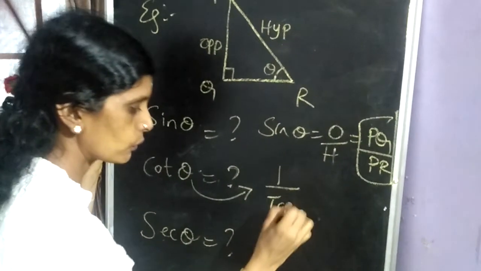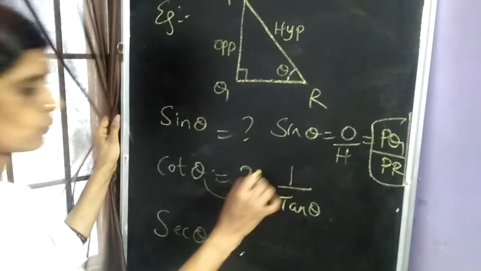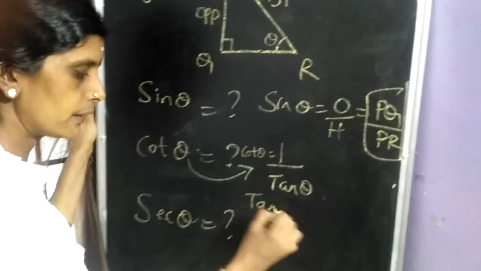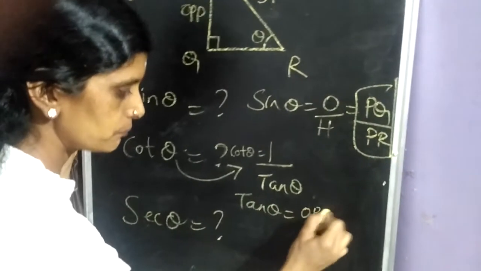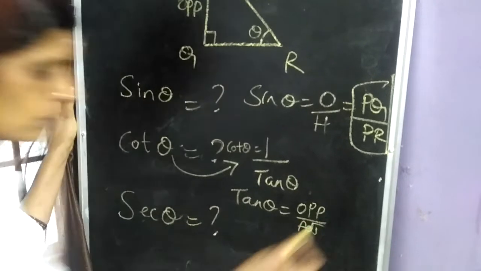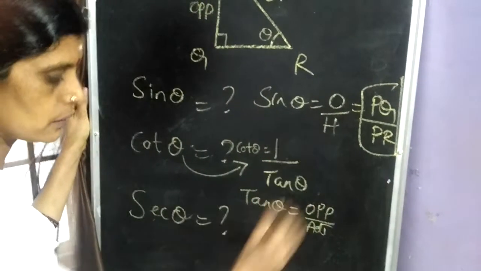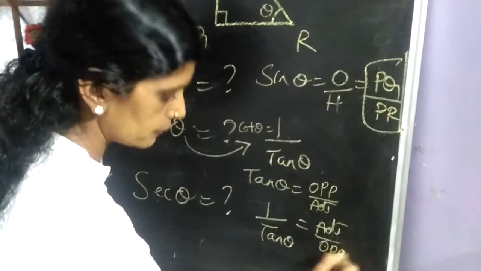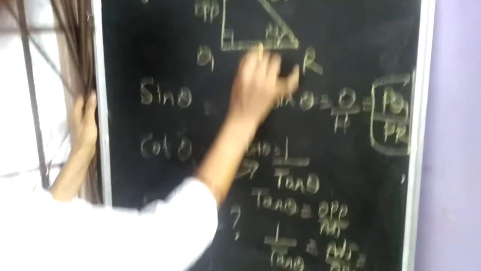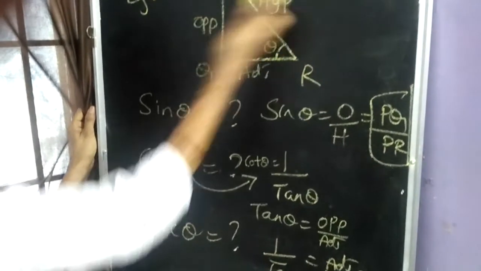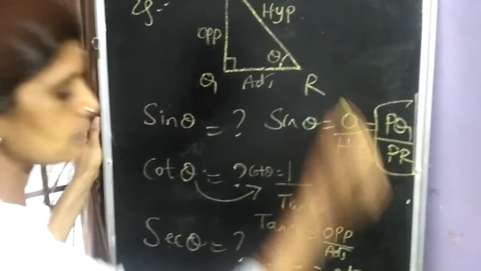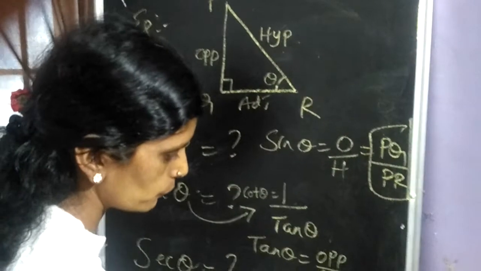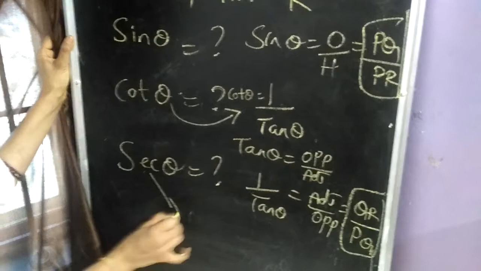Next, cot. What is cot? Cot is the reciprocal of tan. Yes or no? So, cot is equal to the reciprocal of tan. What is tan? Tan is, come on, opposite by adjacent. So the reciprocal of tan, 1 by tan, is adjacent by opposite. Right? This is the adjacent side. Very easily you can write. Which is the adjacent side? QR, by the opposite side. Which is the opposite side, children? PQ.